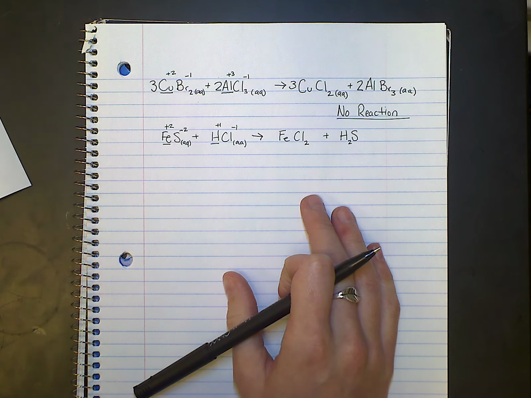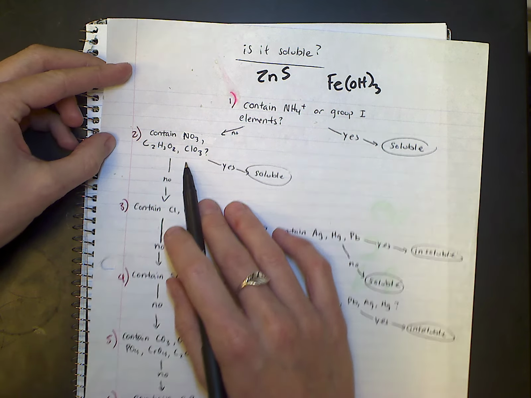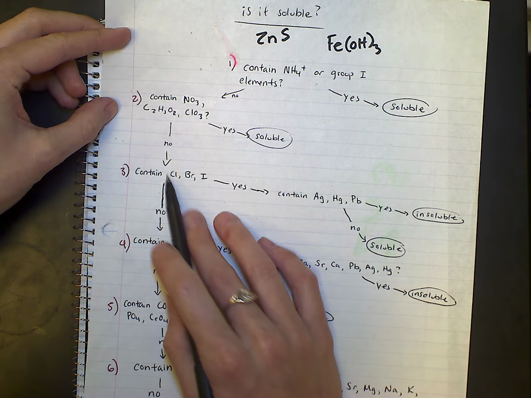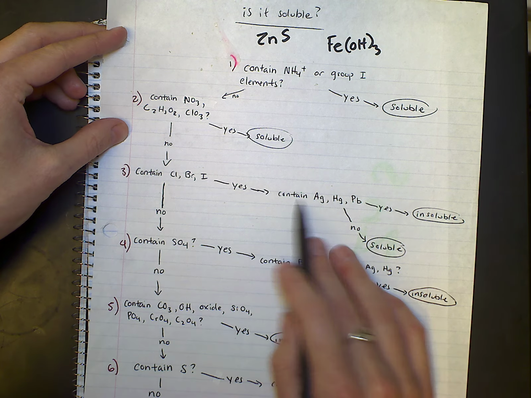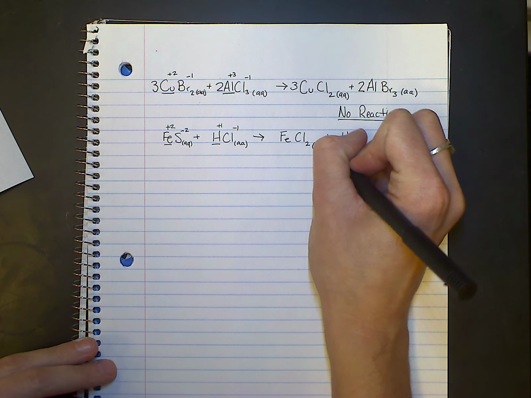So if we use our flow chart, iron chloride doesn't contain any of these, it doesn't contain any of these. It does contain chlorine though, so we go to yes, and then it contains none of these, so we go to no, so this is soluble. Okay, so we're going to write aqueous.